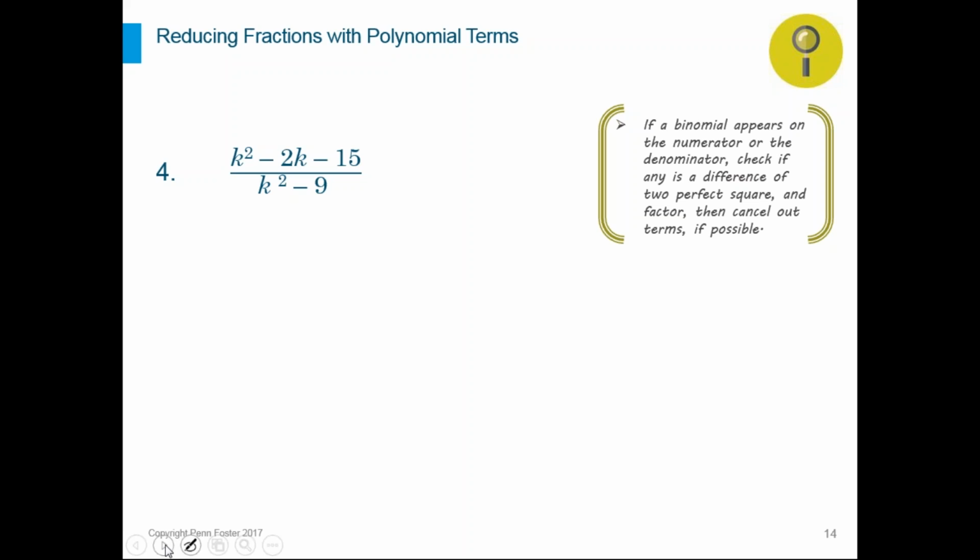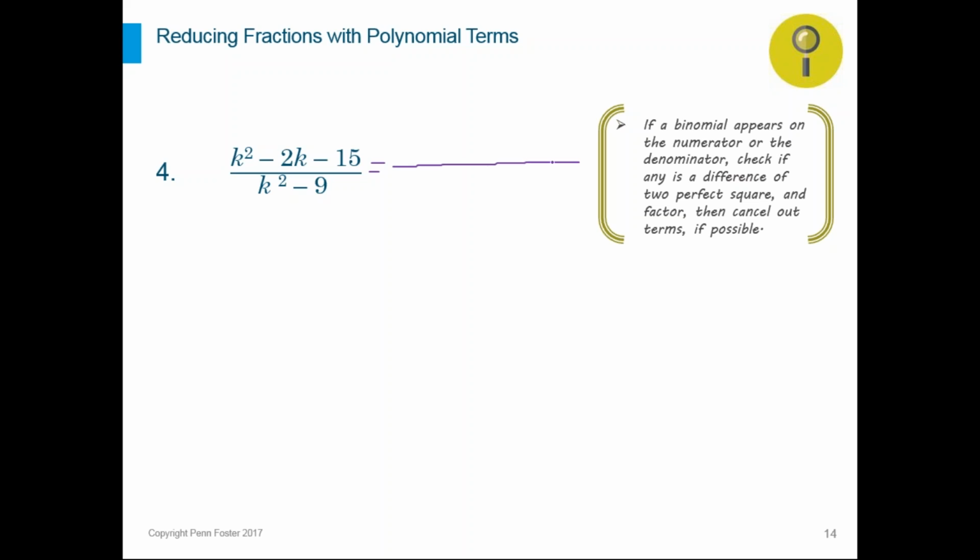One last one I would like to go over with you is when we have a trinomial on the top, and we know how to factor that, but we have a binomial. But this binomial is not like any other binomial. This is a difference between two perfect squares. K squared is a perfect square, and 9 is a perfect square, and you have them subtracted. So if you remember, we had a special way to factor the difference of two perfect squares.